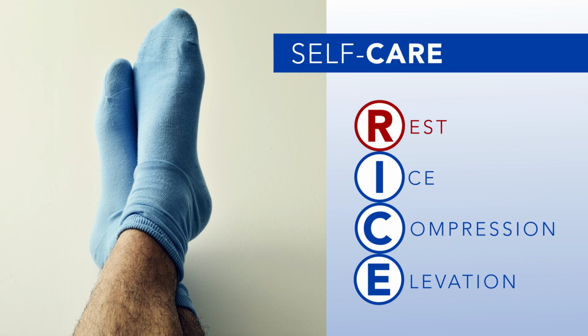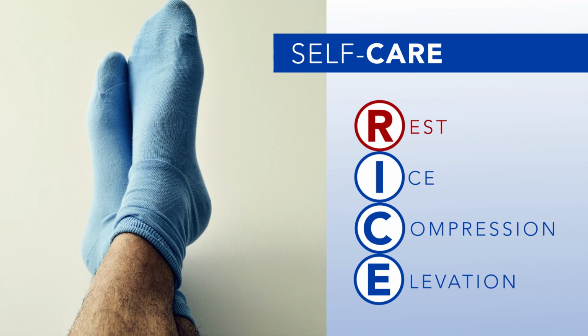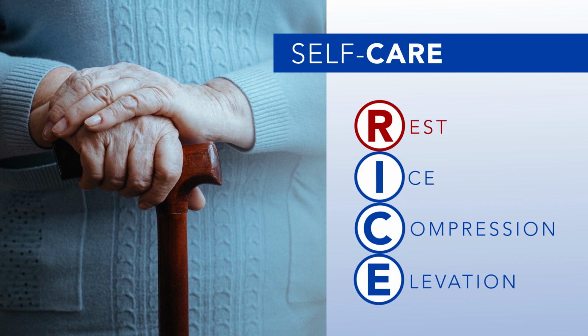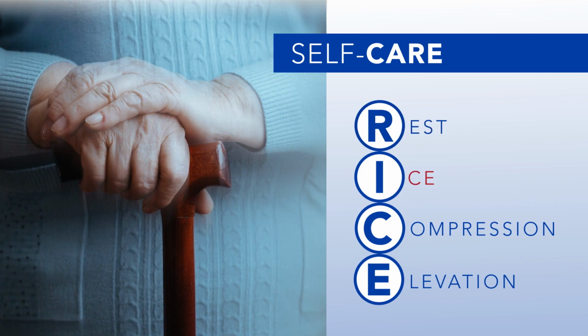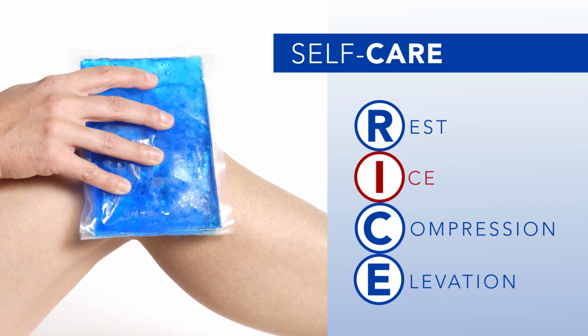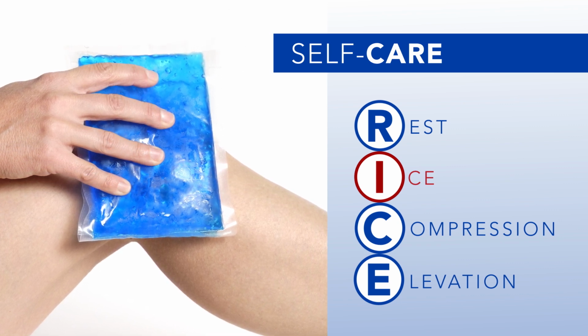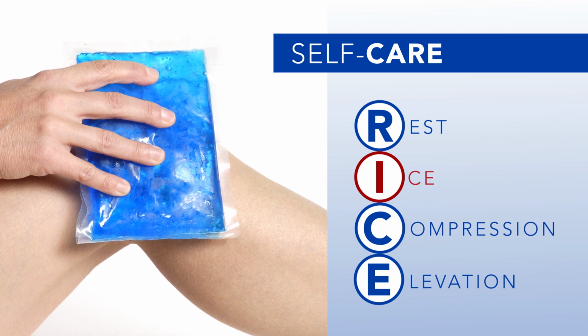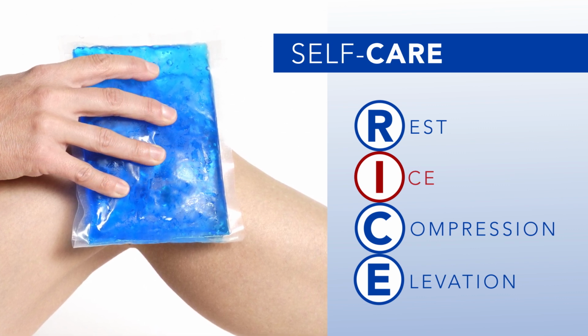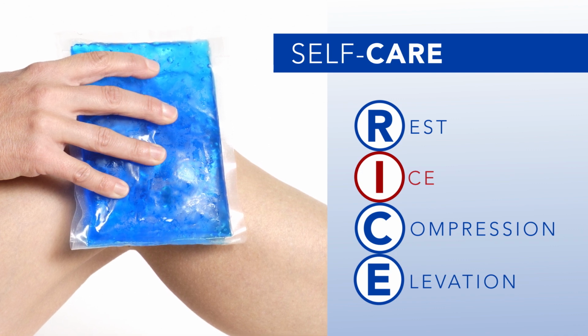Rest can include anything from changing or reducing your activities to resting or trying a cane or walker to reduce pressure on your joint. Ice is as easy as putting a bag of ice or a cold pack in a pillowcase and placing it on your injury for 10 to 15 minutes a few times a day.